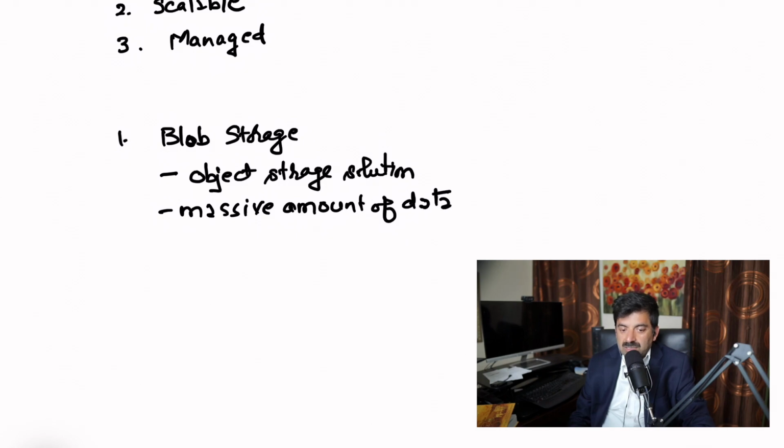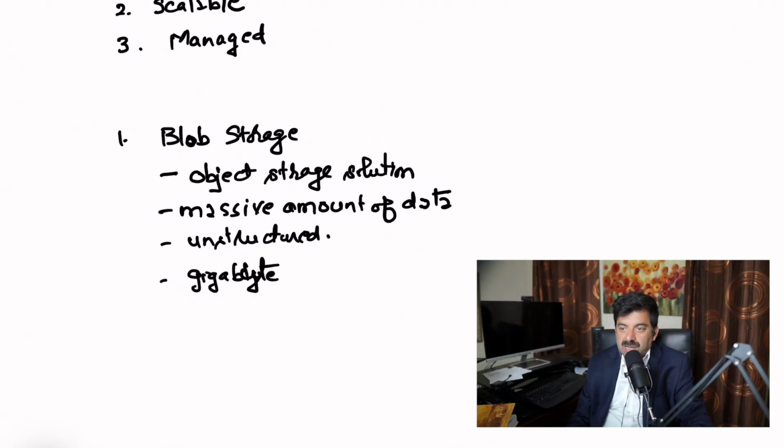Blob storage is unstructured. That means you can store binary data. It doesn't matter what kind of data is there. It could be videos, it could be files, it could be sound files. So if you need to store gigabytes of streaming data, blob storage is the right solution for you.